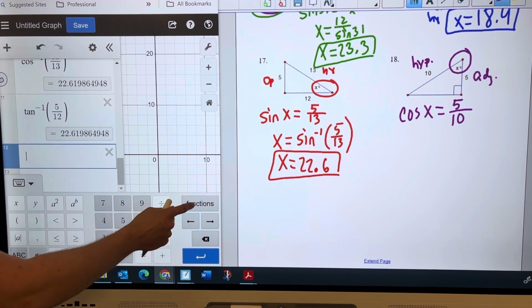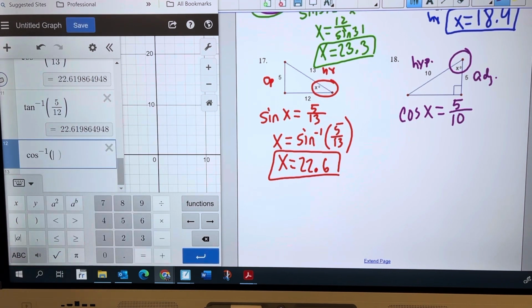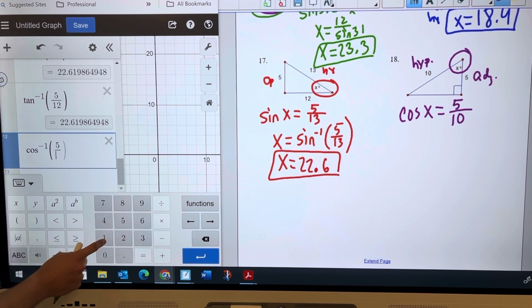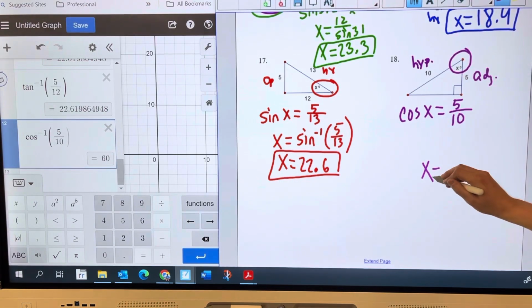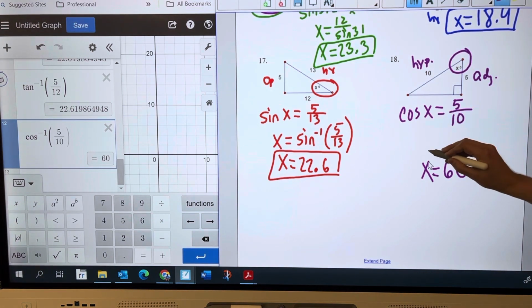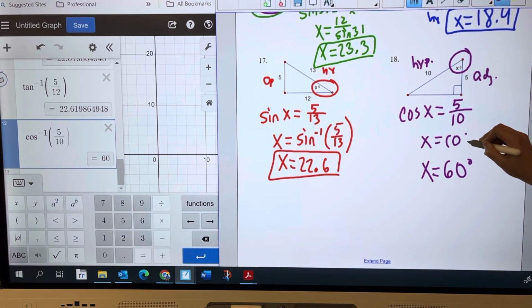We're gonna go cosine inverse. I need to write this down. Cosine inverse of 5/10, or 1/2, and we do get 60. So what I did here, cosine inverse of 5/10. And that's what got me my 60 degrees.